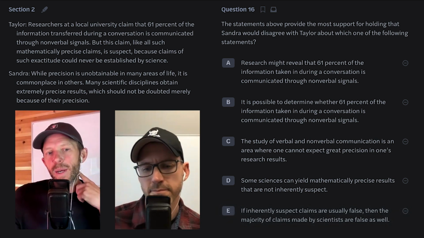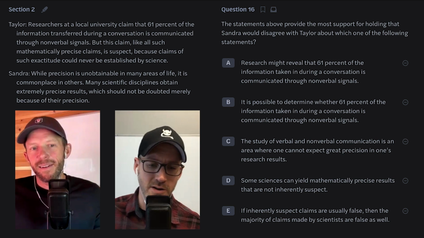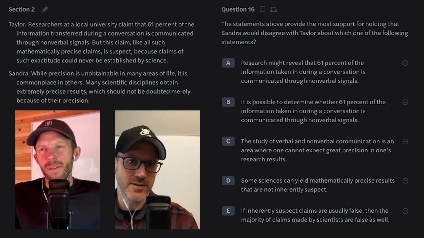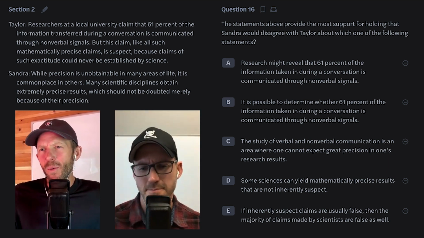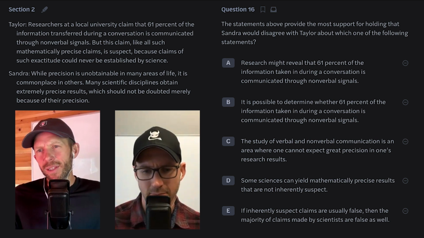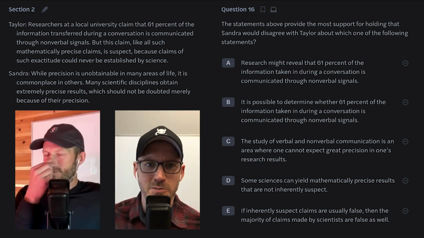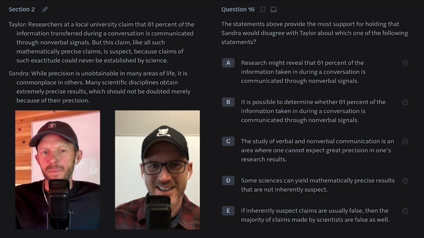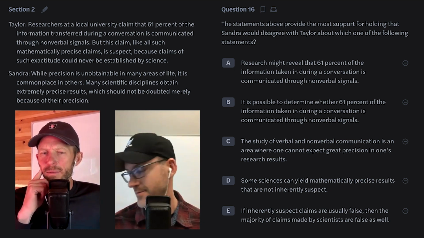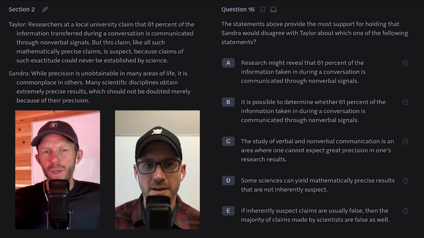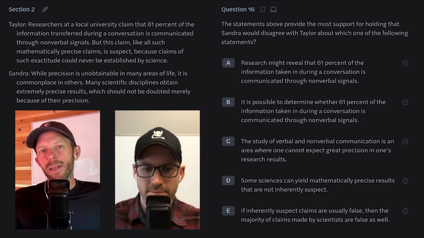E, if inherently suspect claims are usually false. I would tell you to just stop right there, because we're talking about inherently suspect claims already. That's weird. And if they are usually false, it's also a conditional statement. That's just a bizarre answer. Were they arguing about what would or would not happen if inherently suspect claims are usually false? They're debating about whether they're inherently suspect in the first place. We don't even know if these claims exist. And then it says, if that's true, then the majority of claims made by scientists are false as well. When are they arguing about the majority of claims made by scientists? Answer's D, because one of the speakers says yes and one of the speakers says no.